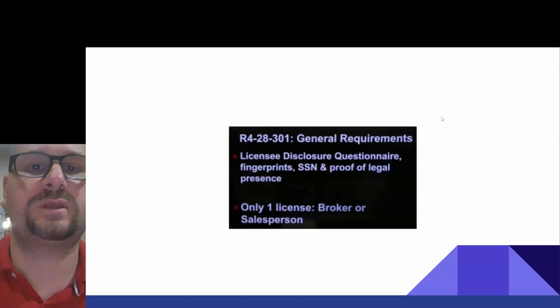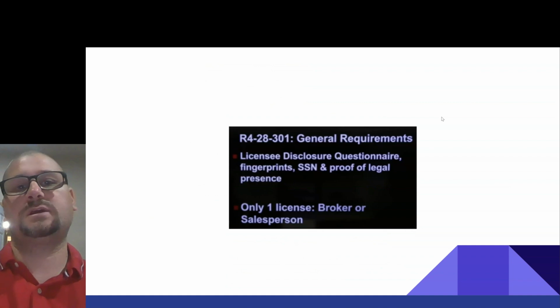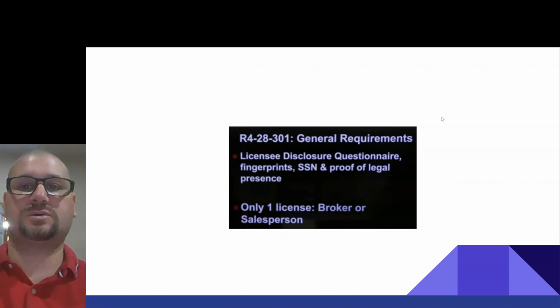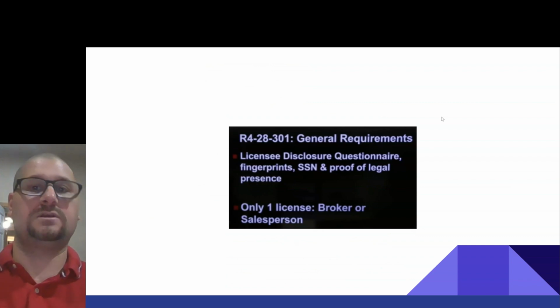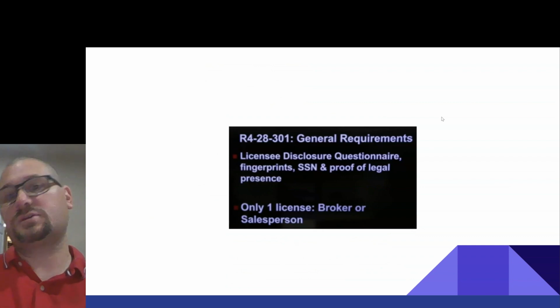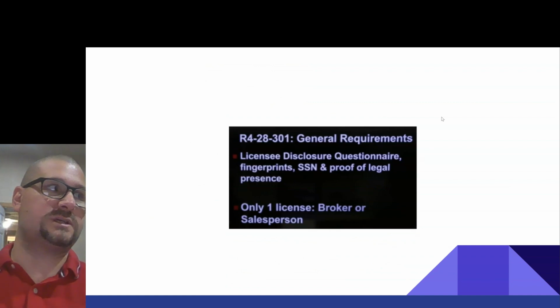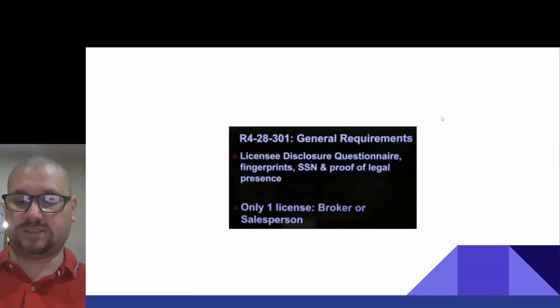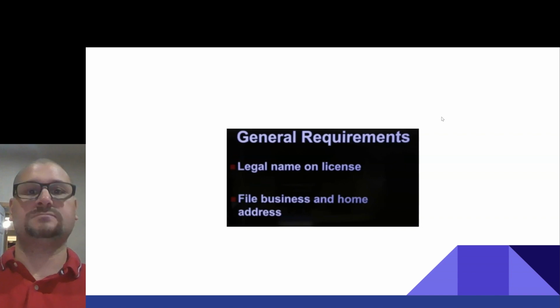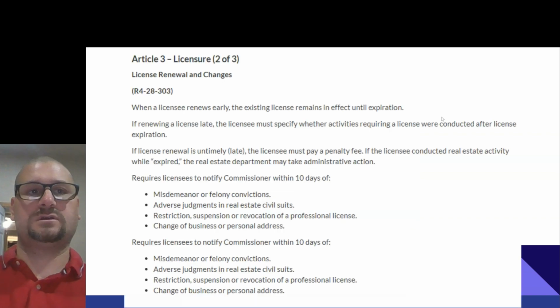Rule 4, 28-301, General Requirements: licensee disclosure questionnaire, fingerprints, social security number, and proof of legal presence. There's only one license, a broker or salesperson. If you have a broker's license, you have a broker's license. If you have a salesperson license, you have a salesperson license. So it's only one license. You can't have two licenses. General requirements: legal name on license, file business and home address.